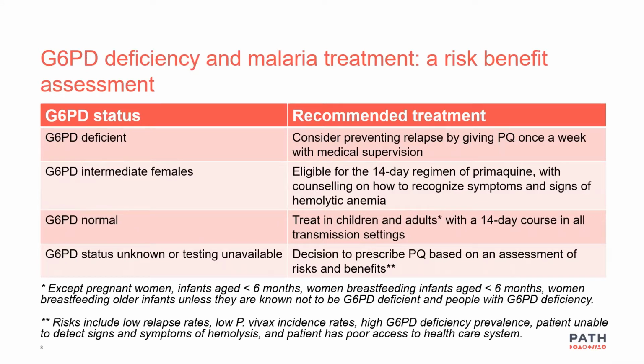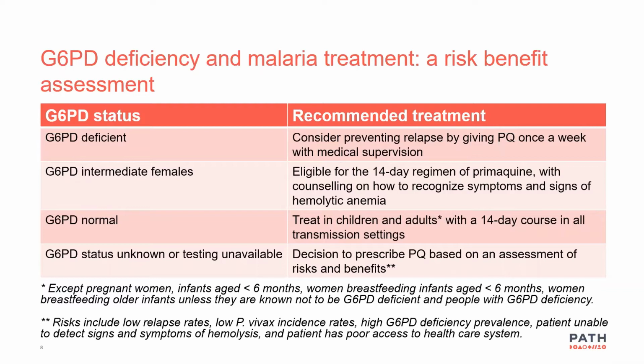When G6PD status is unknown or testing is unavailable, the decision to prescribe primaquine is based on an assessment of risk and benefits, and really more at an individual provider level. And those risks and benefits are outlined below. So consideration of what the relapse rates are in that area, the incidence rates, how prevalent G6PD deficiency is in the area, and then a consideration of the patient's ability to identify signs and symptoms of hemolysis and access healthcare if need be.